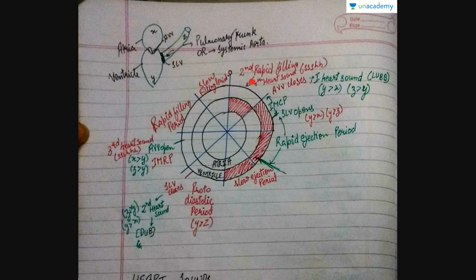Okay, then after the atrial systole the AVV closes, that is atrioventricular valve closes, and due to the AVV closure there is first heart sound, which is known as lub. Now after which IVCP, it is isometric contraction period, is there for some time, and then the semilunar valves open and the blood rushes out rapidly, rapid ejection period, from the ventricles into the aorta and pulmonary trunk. Now after which there is slow ejection period for some time.